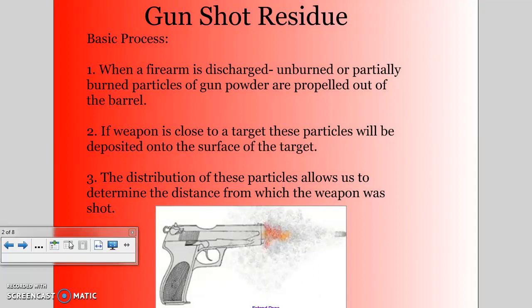When we take a look at the distribution of those particles, it allows us to tell the distance from which the weapon was shot. So the more particles there are, the closer the person was. The fewer particles or no particles means the person was further away. So in this picture, you can see here's your bullet, and then all these particles. They're not necessarily very visible to the naked eye, but they're there, and they're flying out of the barrel of the gun after discharge.